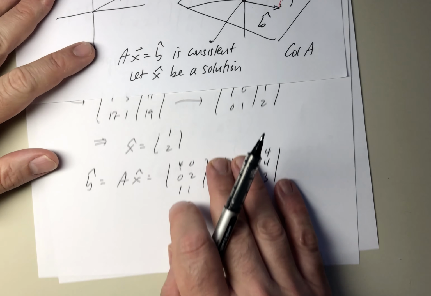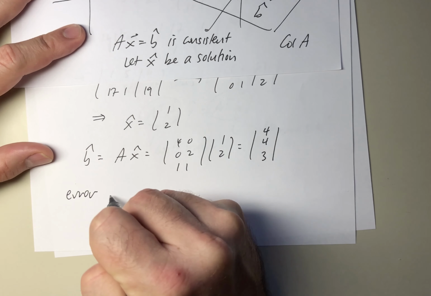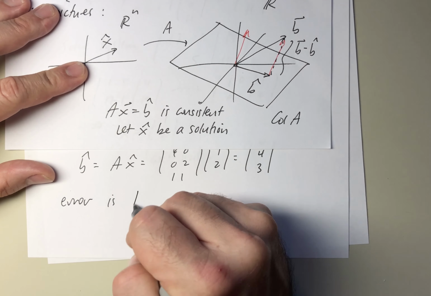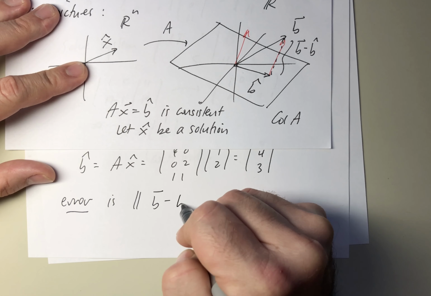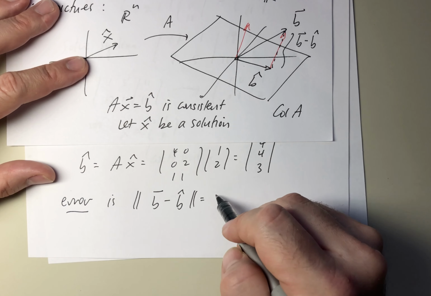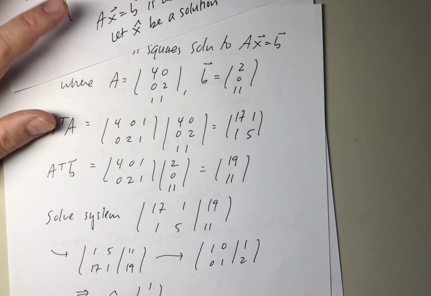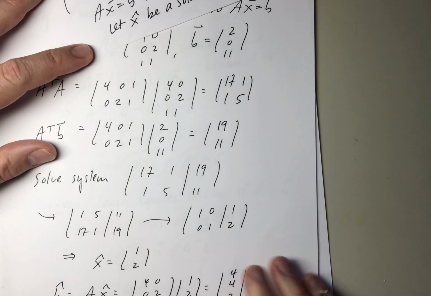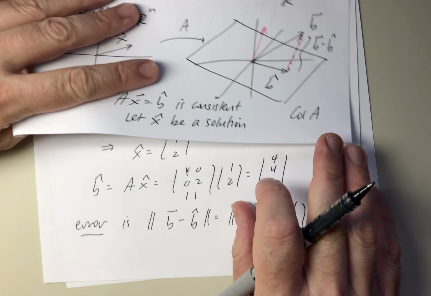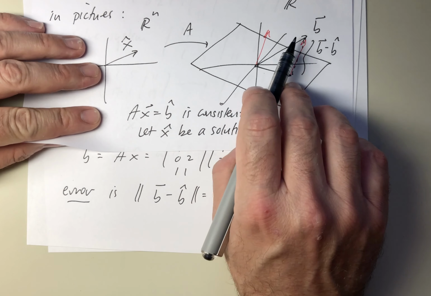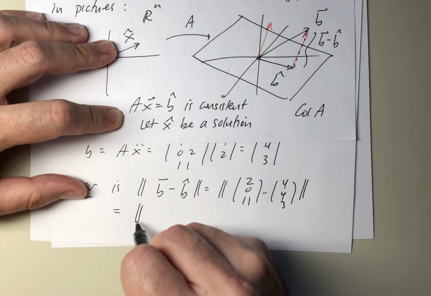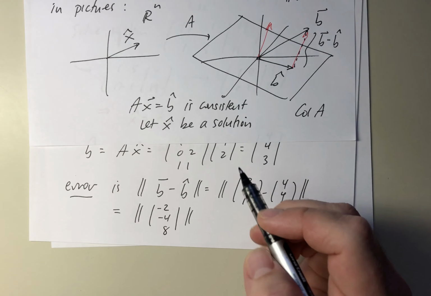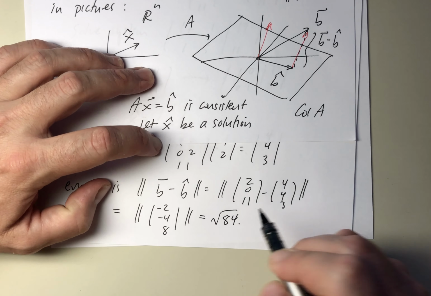And maybe last thing I want to say here is that the error associated to this is going to be the length of this red vector here. So it's going to be the length of b minus b hat, which is, in this case, the length of what was b, (2, 0, 11), minus (4, 4, 3). Okay, and so that's telling you how far away your vector b hat is from b. And this is going to be the length of (-2, -4, 8). And it turns out this is root 84, if I do that right.